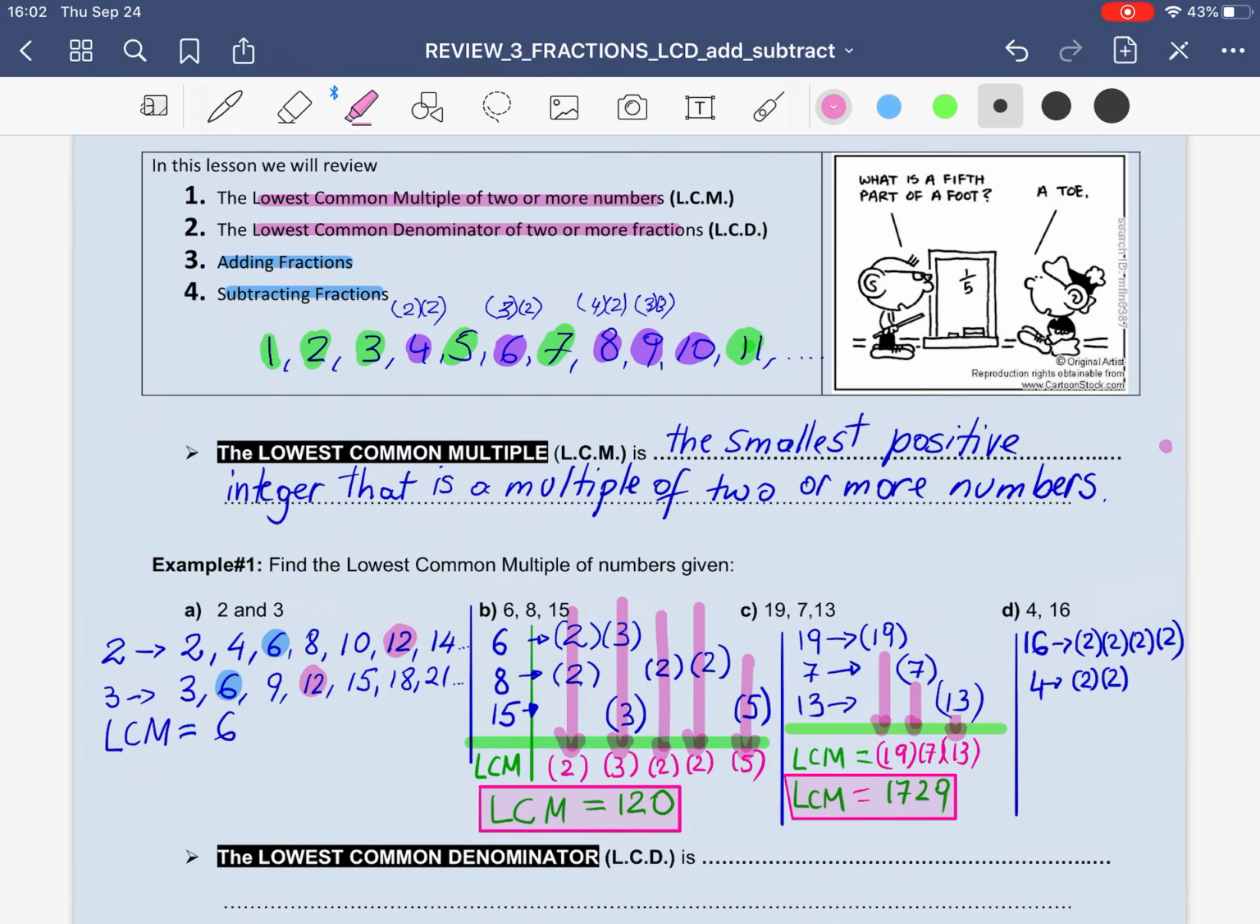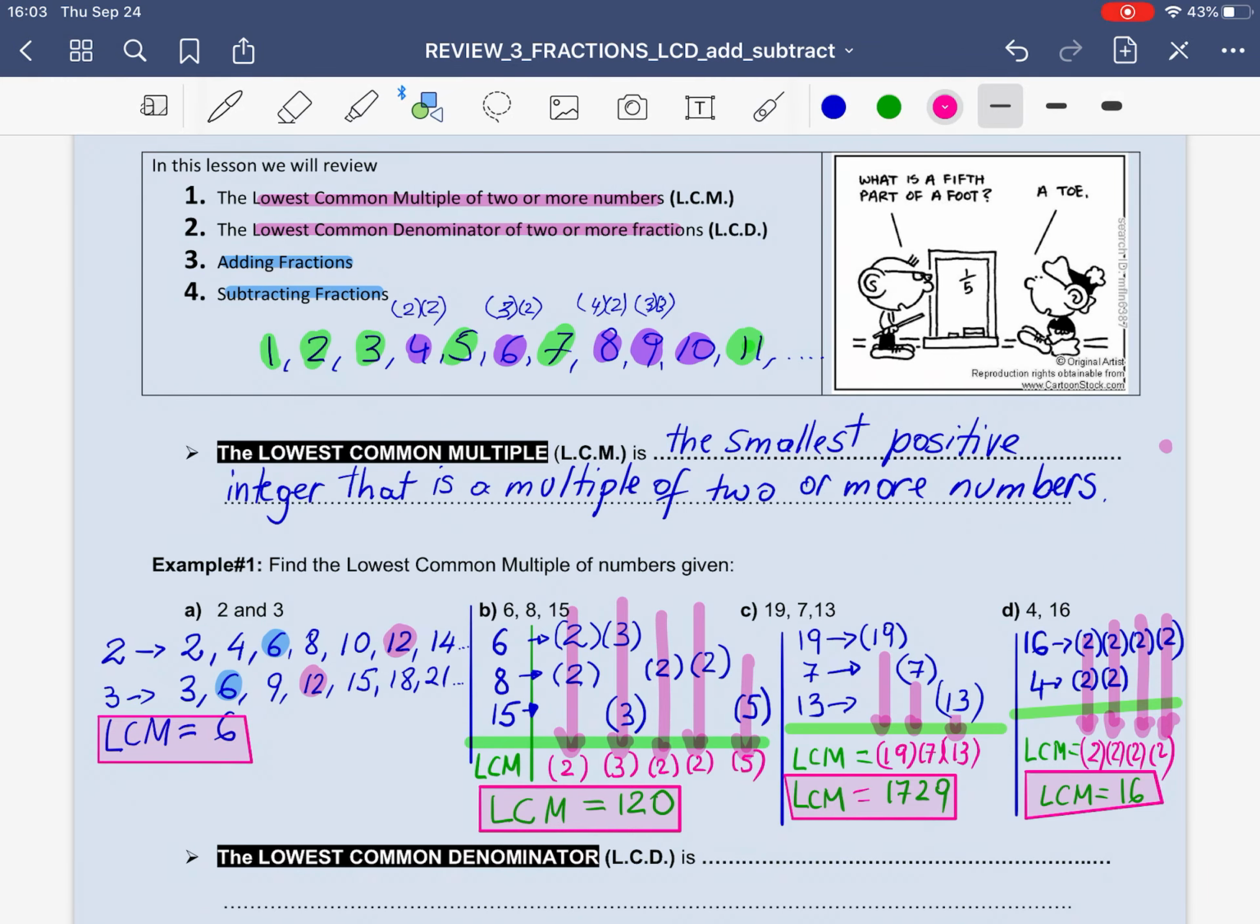And then we'll say that the lowest common multiple would equal, let's bring them all down. So this 2, this 2, this 2 here, and this 2 here. So it will be 2 times 2 times 2 times 2, 4 times. And the lowest common multiple would equal 16. That would be the lowest common multiple of 4 and 16. Okay? And that's the answer there.